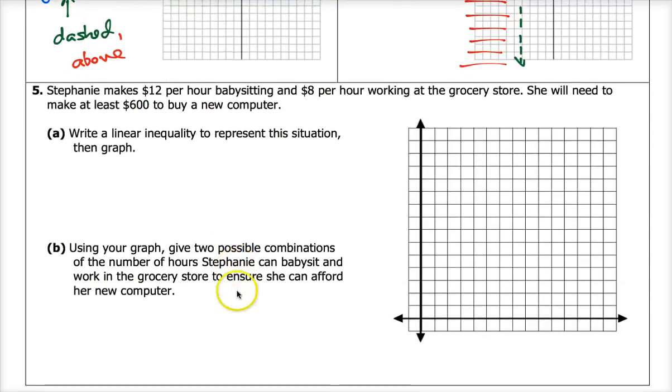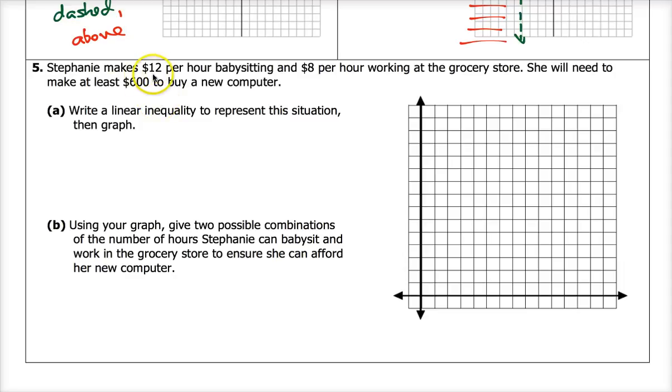Okay, in this last example, we have another word problem. It says Stephanie makes $12 per hour babysitting and $8 per hour working at the grocery store. She will need to make at least $600 to buy a new computer. So part A wants us to write an inequality to represent this situation. So just like the word problem we did at the beginning, we need some let statements. We could let x be the number of hours babysitting.